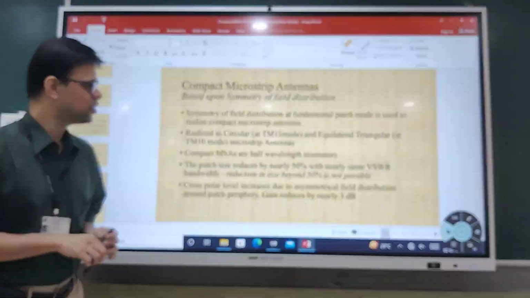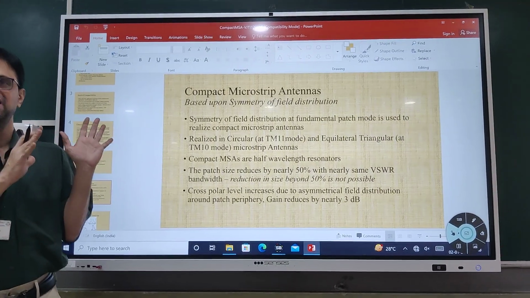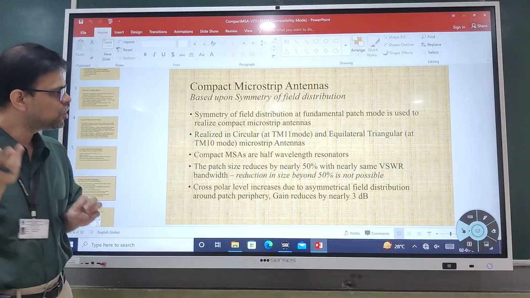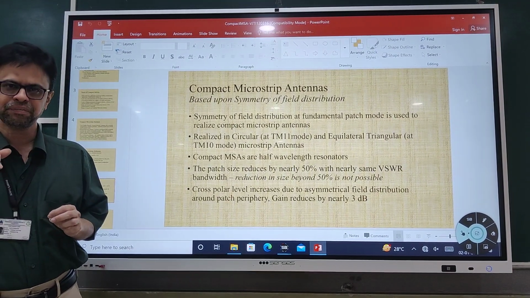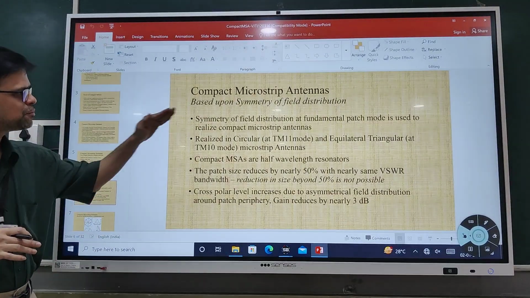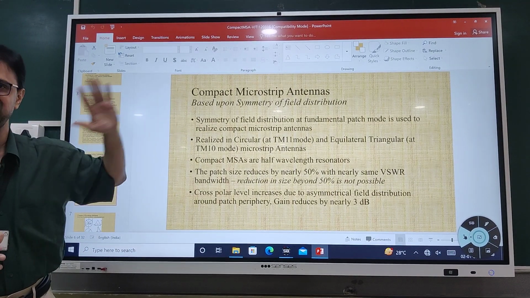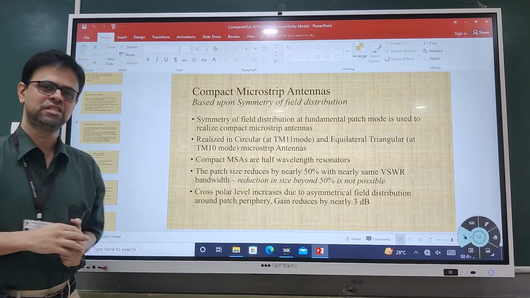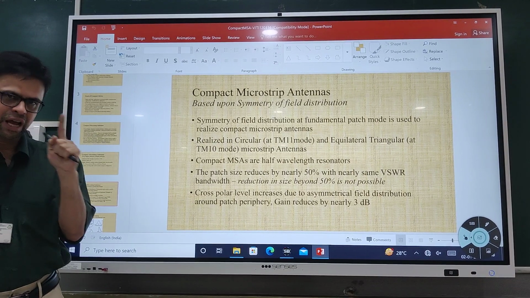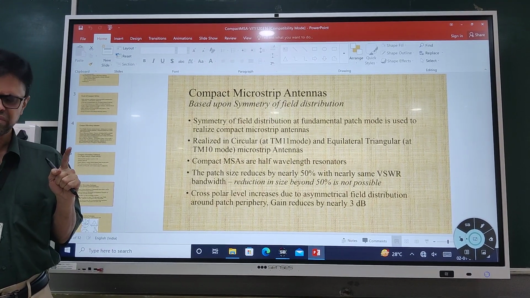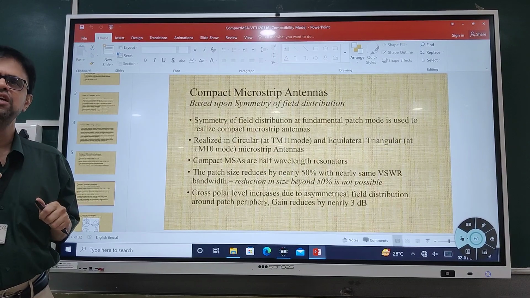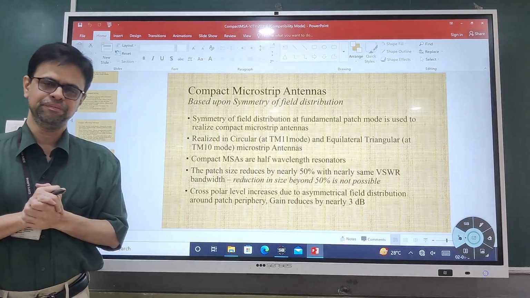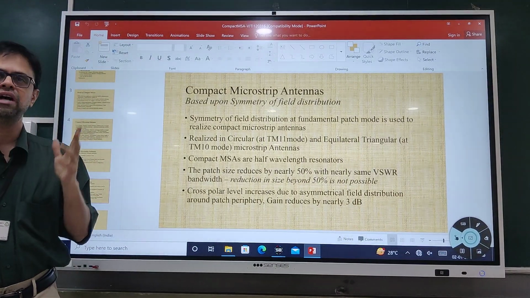This is something very important. I am not calling this a technique, but by using the nature of the field distribution on the patch at the fundamental mode, I am exploring and realizing a 50% size reduction. That's why the name which I have suggested is based on the symmetry of the field distribution. This concept is not applicable to the rectangular microstrip antenna design, but is heavily used in circular microstrip antenna design and equilateral triangular, done with respect to the fundamental mode.